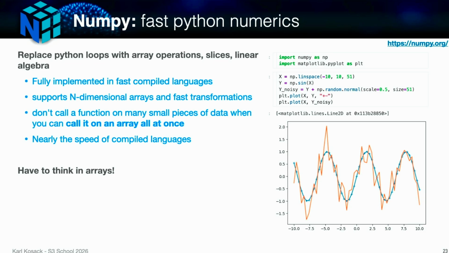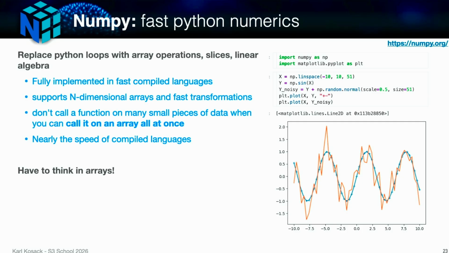Then here I also added some noise to it. I took the y array and I added random normal with a size of 51. So here it created an array of 51 noise values from a normal distribution of width 0.5 and added it to y. And then I plot it in here. So this is a very common thing you do. You make an array, do some operations on it, and plot it.